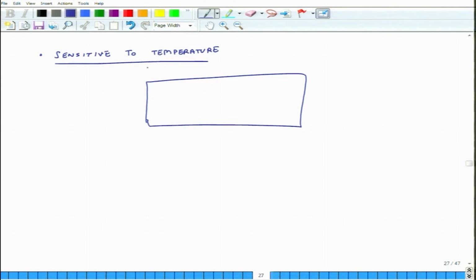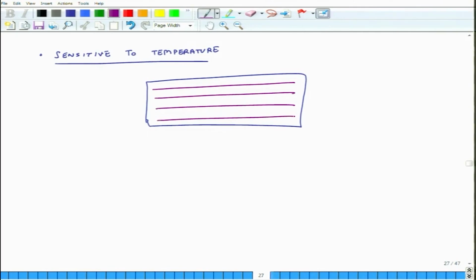And this composite is made up of, let us say, glass fibers all running in one direction, and then it is surrounded and bonded together by matrix material. So, this is matrix and this is fiber.